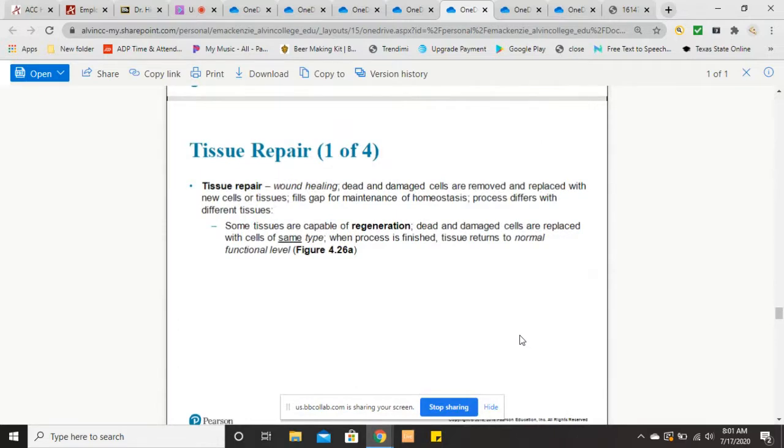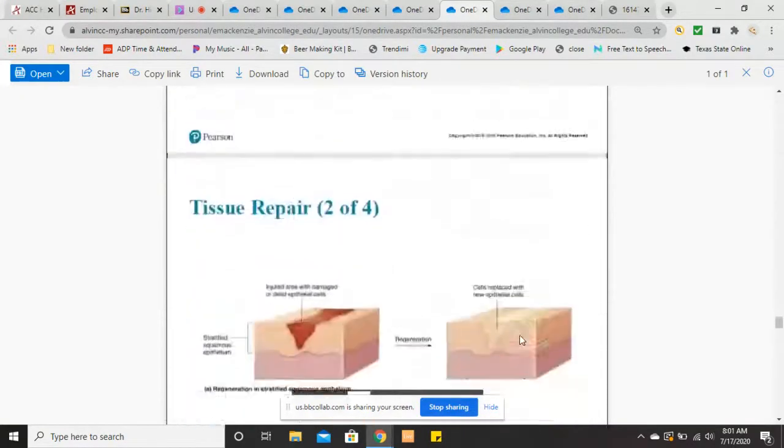Okay. This is what happens in things like a paper cut. You get a paper cut that does not bleed, it will eventually heal and not leave a scar. That's you seeing your body do regeneration.